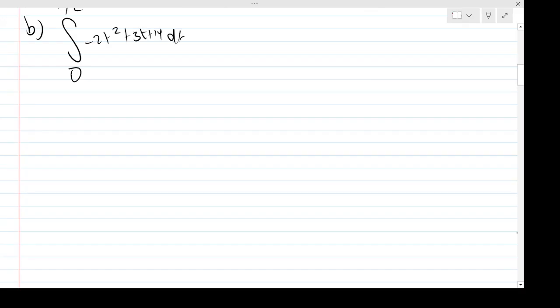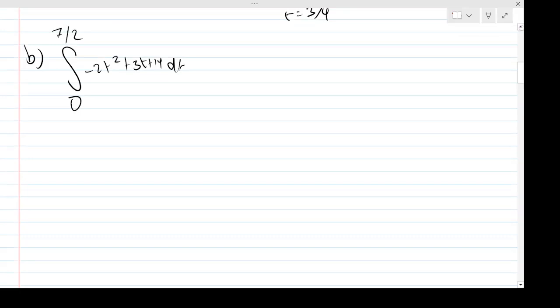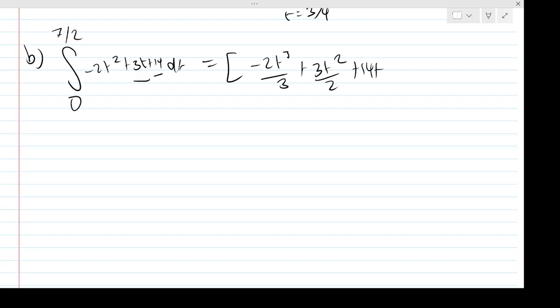So then we just compute this integral. Doing that, minus 2t squared will go to minus 2t cubed over 3. Then 3t will go to 3t squared over 2. And then 14 will go to 14t. And there we are. And that's between 7 over 2 and 0.